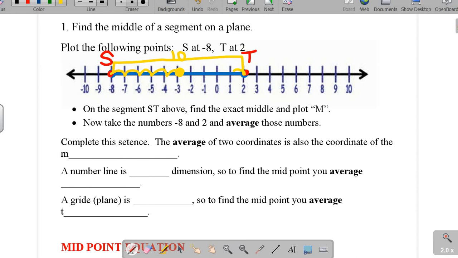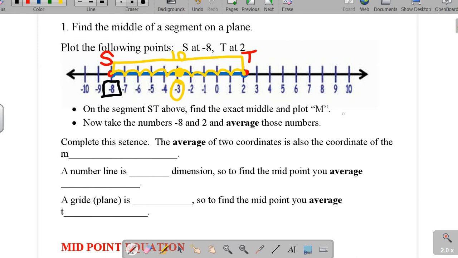5 bunny hops this way, 5 bunny hops that way. Our exact middle is -3. So that's one way to find the middle, is to simply physically bunny hop on a number line. However, there's a bit faster way here.